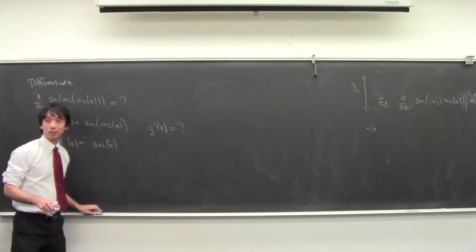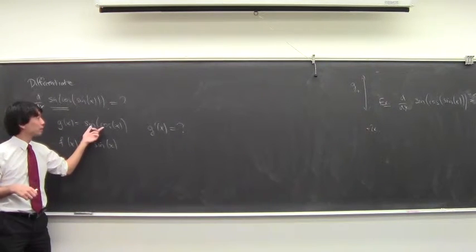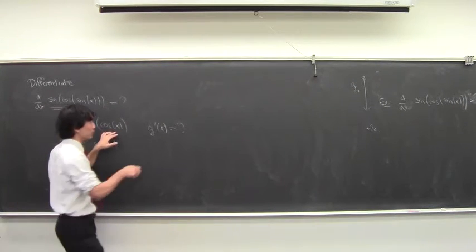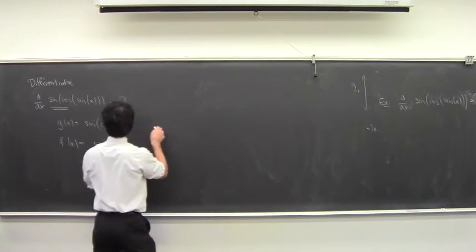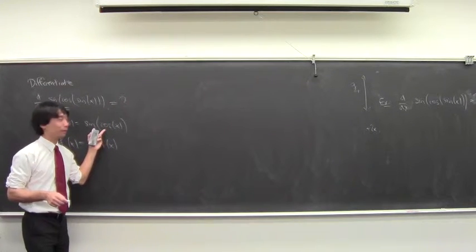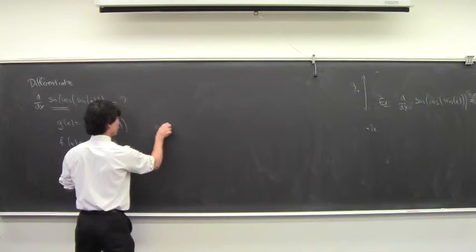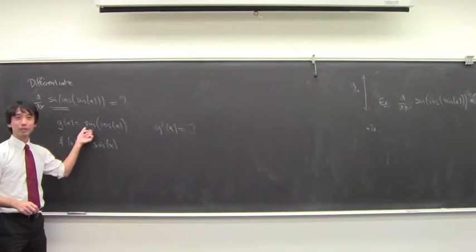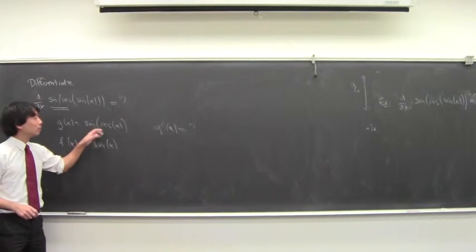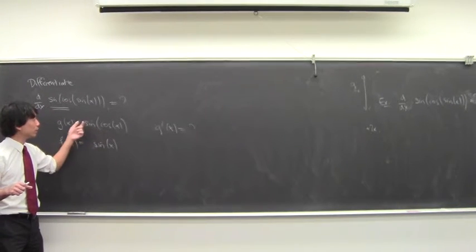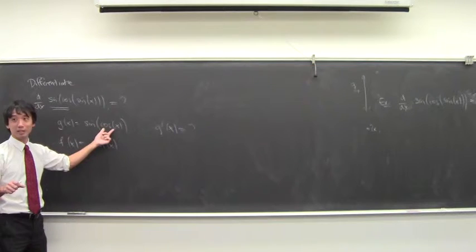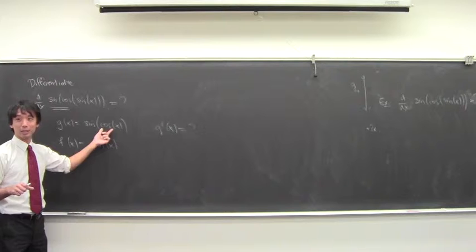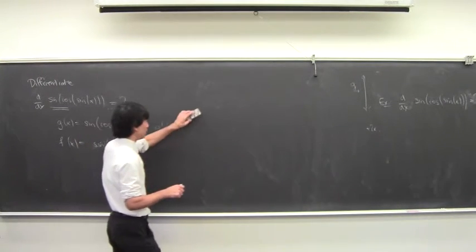Right. So what did you say, Luke? Cosine negative sine. So remember, G is itself a composition, right? So G prime is going to be what? What's it going to be? Remember how you do it? You differentiate the outside guy, evaluate the inside guy, times the derivative of the inside guy. Okay. So what will it be?